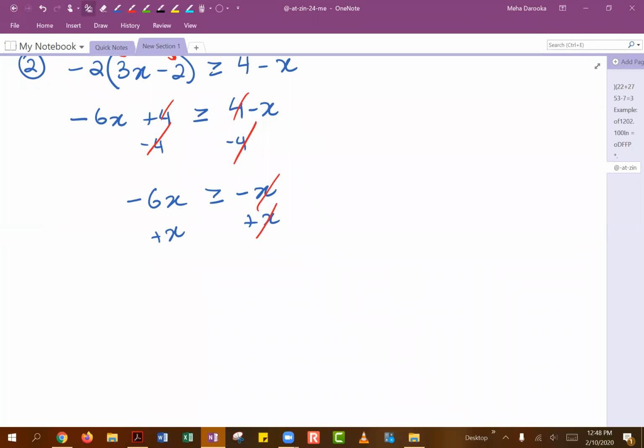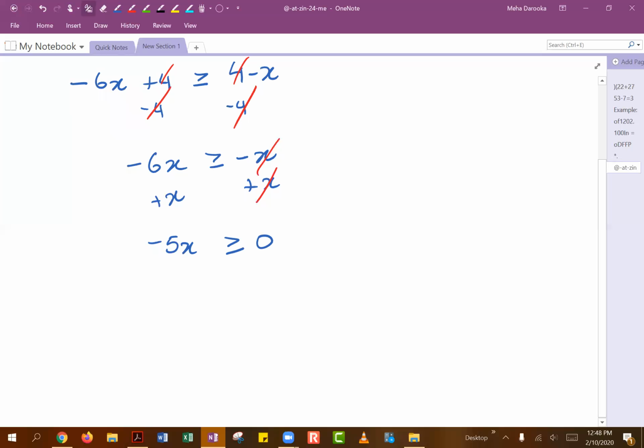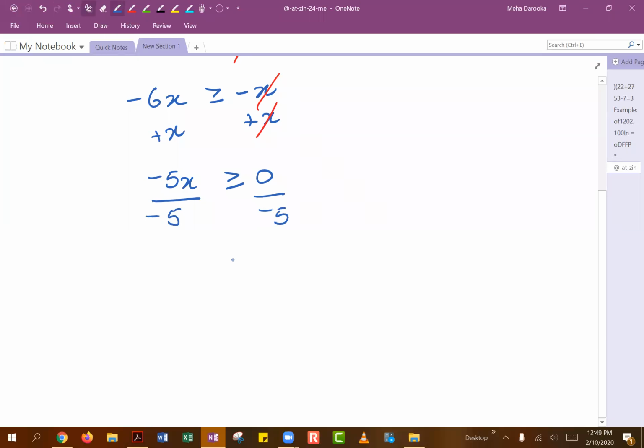Negative 6x plus 1x is negative 5x greater than or equal to 0. Very nice. All right, so this is where we need to now get x by itself, right? So to get x by itself, what would we do? Very nice. So now we are dividing, but dividing by a negative number. So since we are dividing by a negative number, the direction of your inequality has to change. That's the only difference between an equation and an inequality. So these guys cancel out. I'm left with x less than or equal to 0 divided by negative 5.